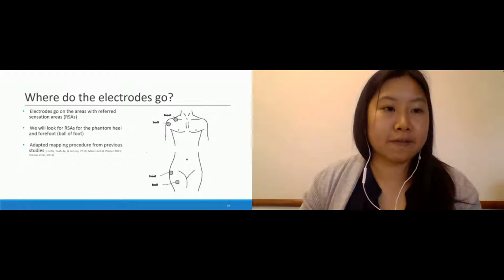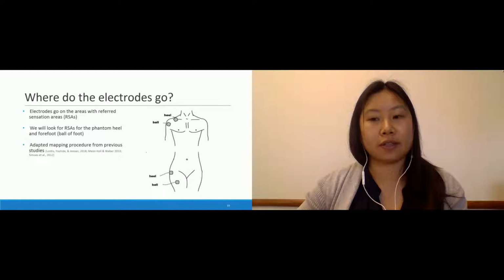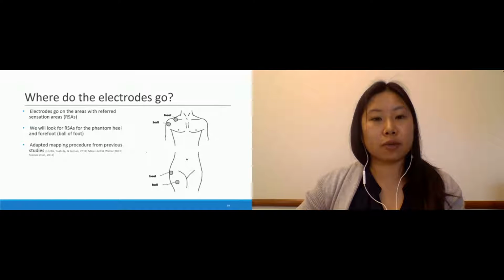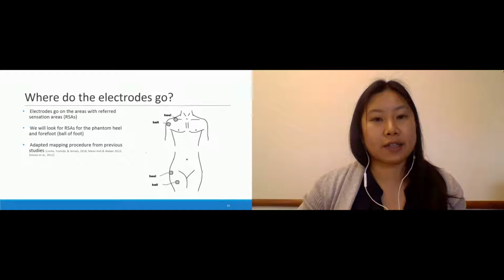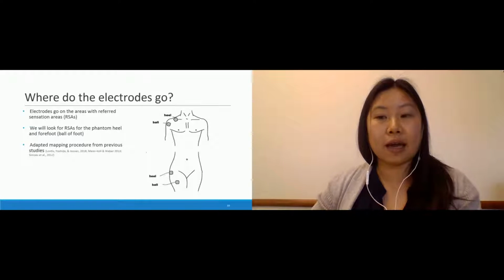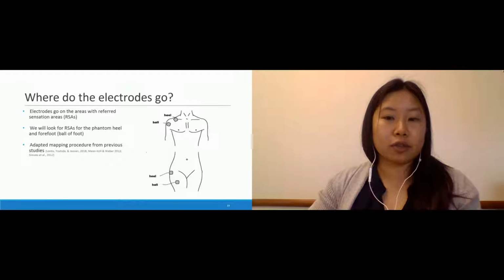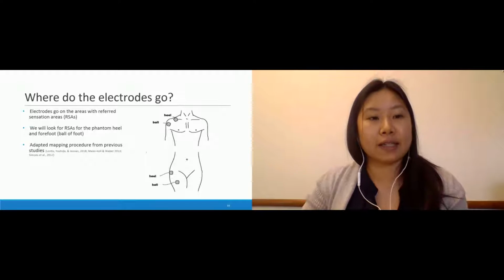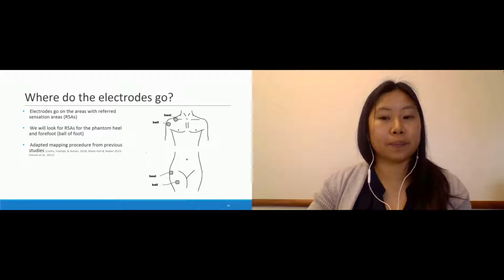The idea behind the phantom stimulator is to exploit these RSAs and use them as artificial sensory feedback for the phantom limb. For this neuroprosthetic system, we will specifically look for referred sensation areas of the plantar aspect of the heel and plantar aspect of the phantom forefoot. Transcutaneous electrodes will be applied over these referred sensation areas to provide a stimulus whenever the associated force sensors underneath the prosthetic heel and prosthetic forefoot are triggered.